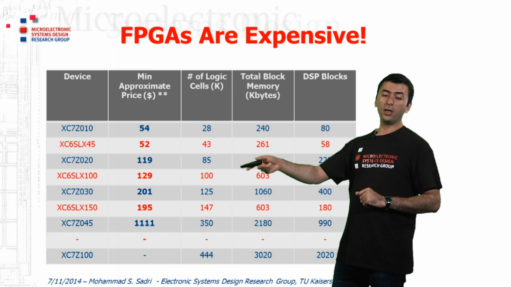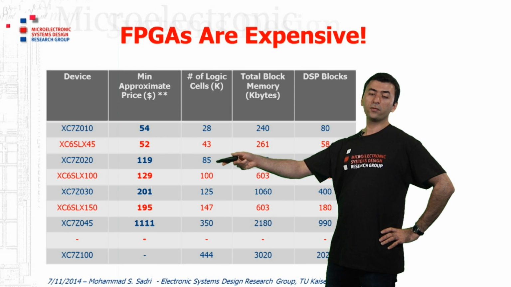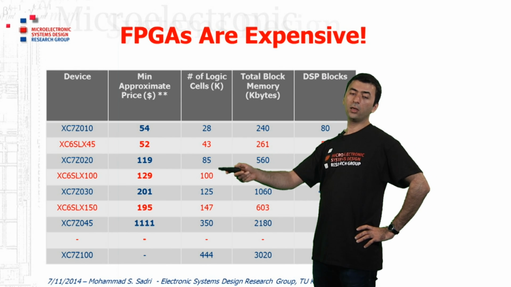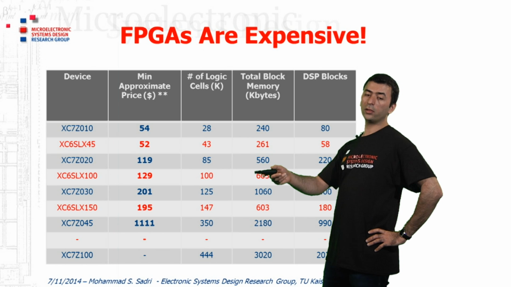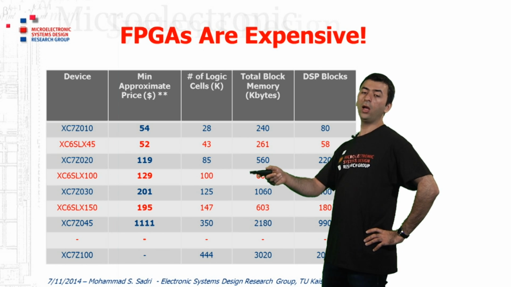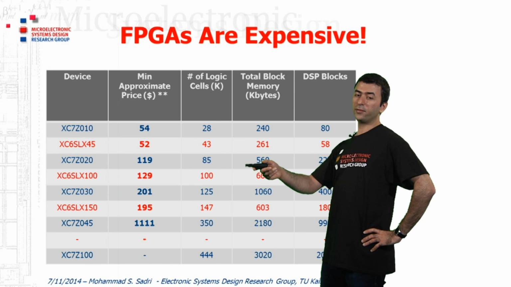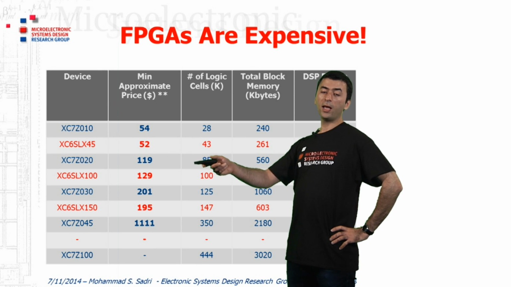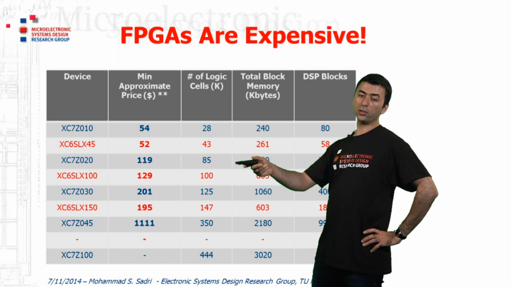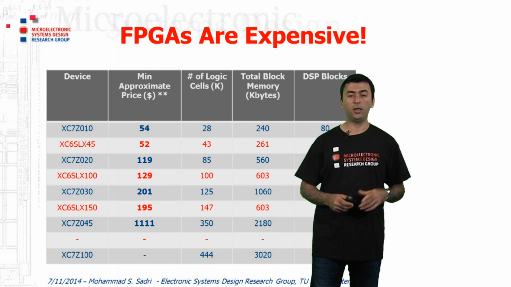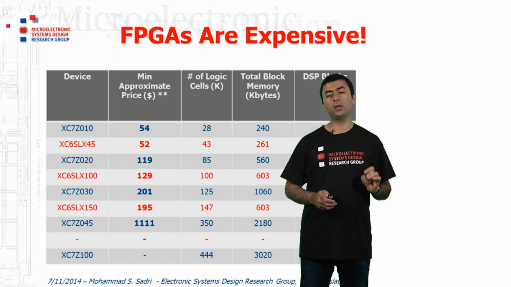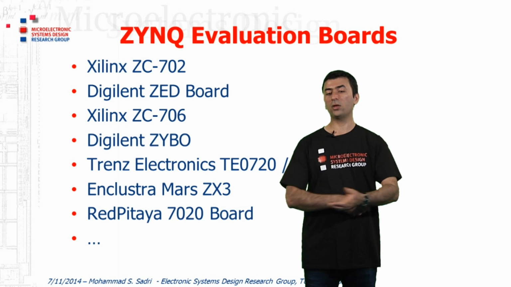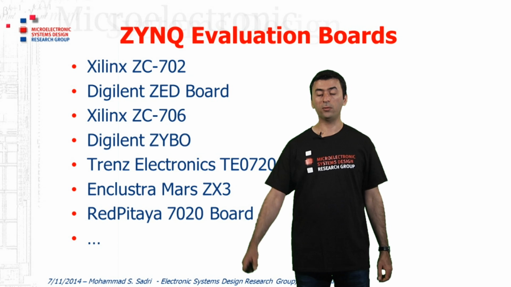Why? Because if you choose this Spartan 6 device, the SLX45, you are paying $52, and in front of this $52, you are receiving 43 kilo logic cells. While at the same time here for the Xilinx ZYNQ device, I am paying $54 and I am only receiving 28 kilo logic cells. So as you see, if I am going to only and only implement my circuit using the logic cells, then it doesn't make sense to go for the ZYNQ device.